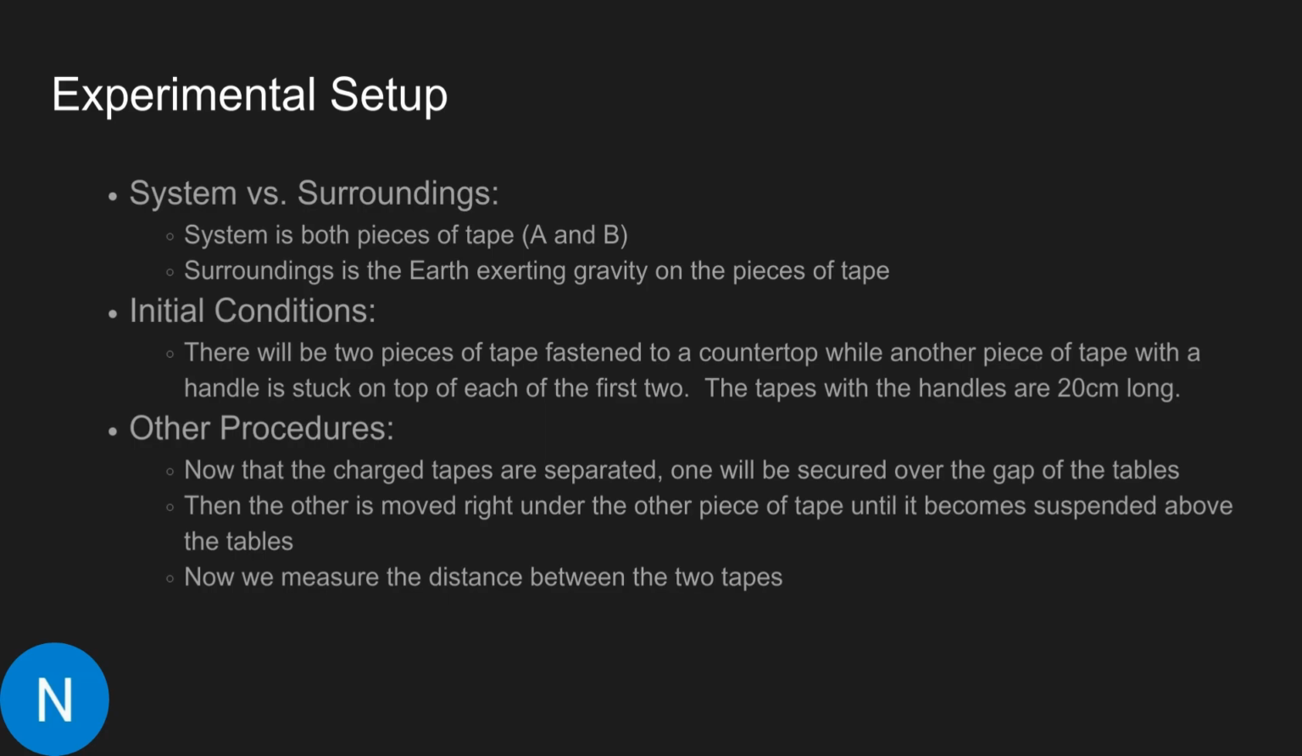Other procedures. Now that the charge tapes are separated, one will be secured over the top of the table, then the other piece of tape will be moved right underneath until it becomes suspended above the table, pretty much floating. Now we measure the distance between the two tapes.